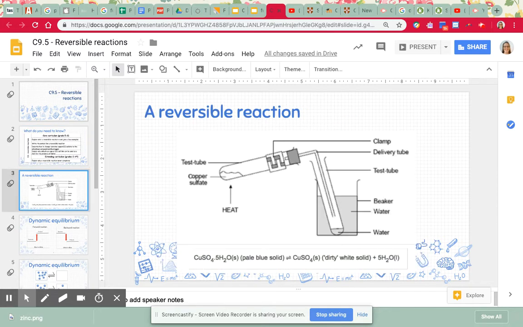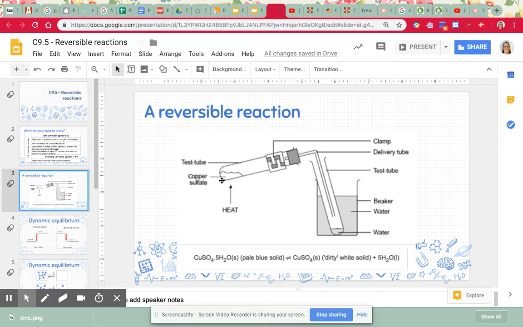So let's have a look at this reaction here. You're going to get a chance to do this in class if you want to. It will be on your menu of things to do. Basically, you're going to put blue copper sulfate into a test tube and clamp it. You're going to need a Bunsen burner.